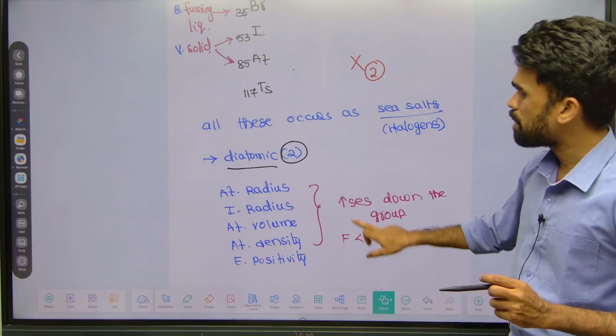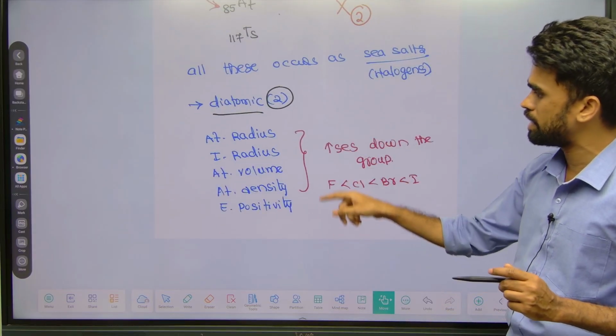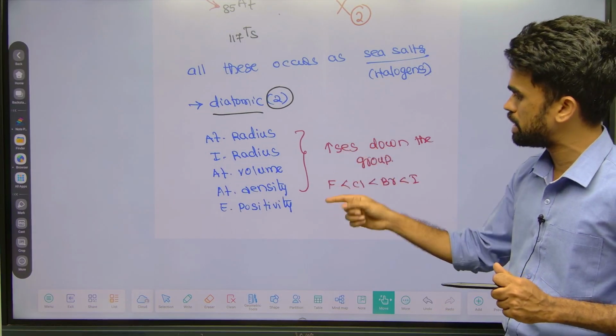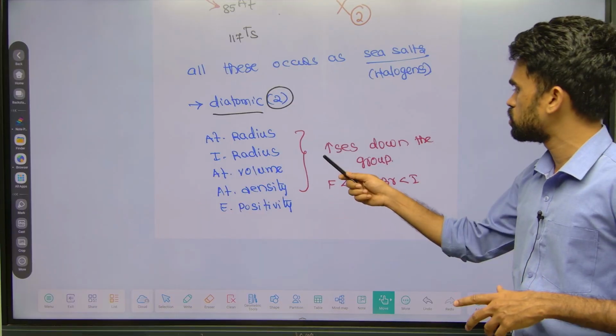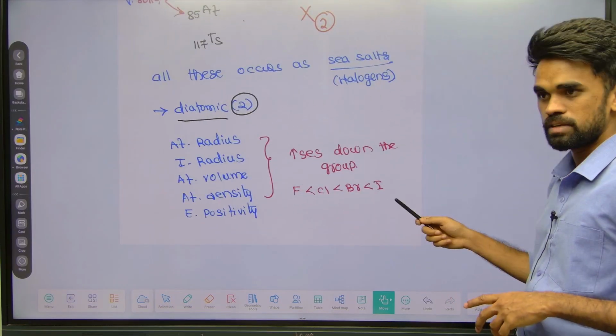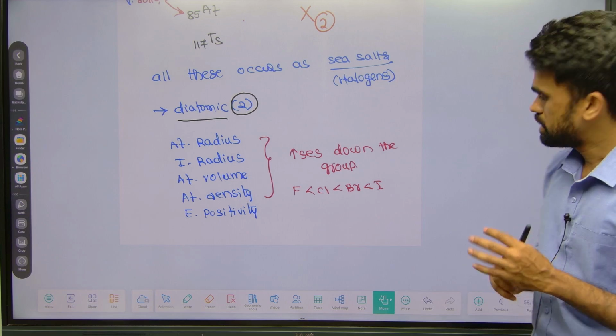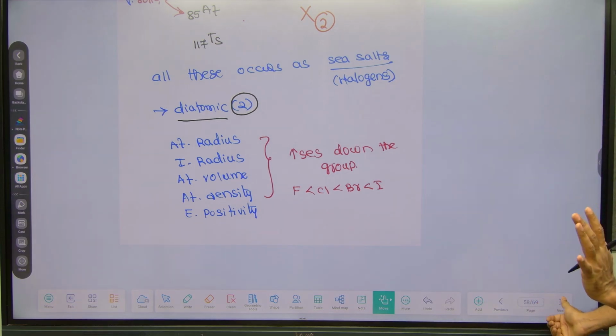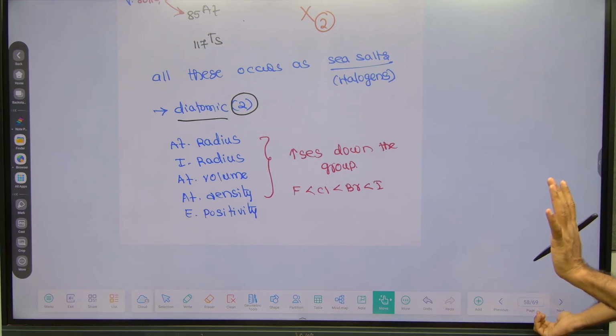Next, what happens to their atomic radius, atomic volume, density, electropositivity? Down the group it increases. Clear everyone up to here? So very easy, simple, it will be done within some 10-15 minutes, just follow here. Next.